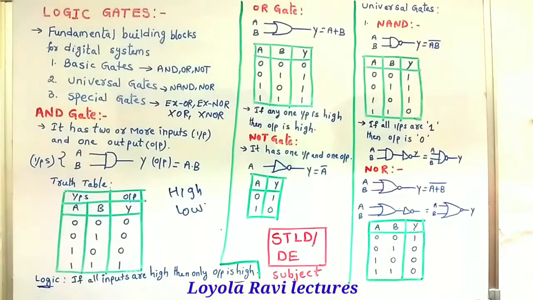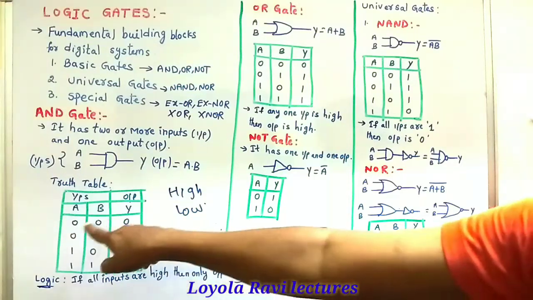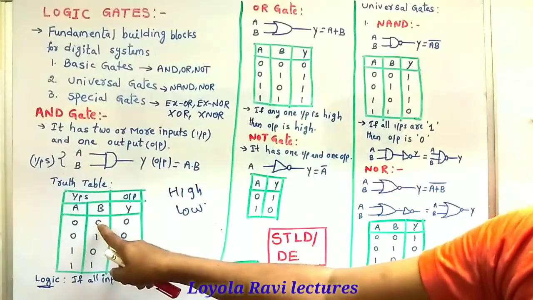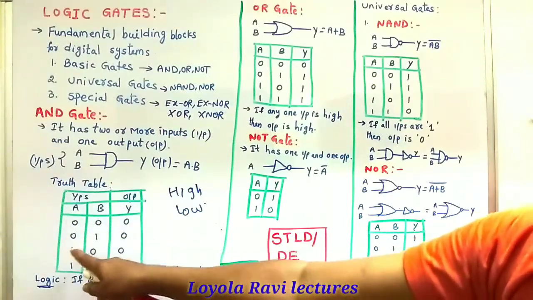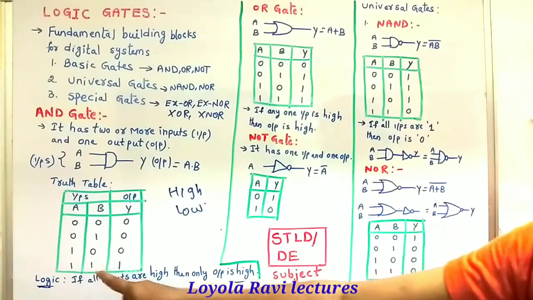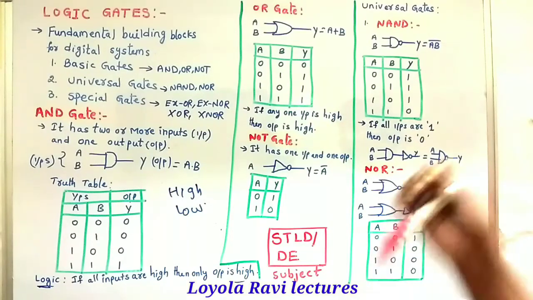This is high logic. Otherwise, if you want to define low logic, see here, output is 0 in what possible combinations? 0 0, 0 1, 1 0. If any one of the input is low, then output is low. See here 0 0, so both are low. 0 1, A is low. 1 0, B is low. If any one of the input is low, then only output is low. That is low logic. If all the inputs are high, then only output is high. That is high logic. Clear? Then go for next gate.